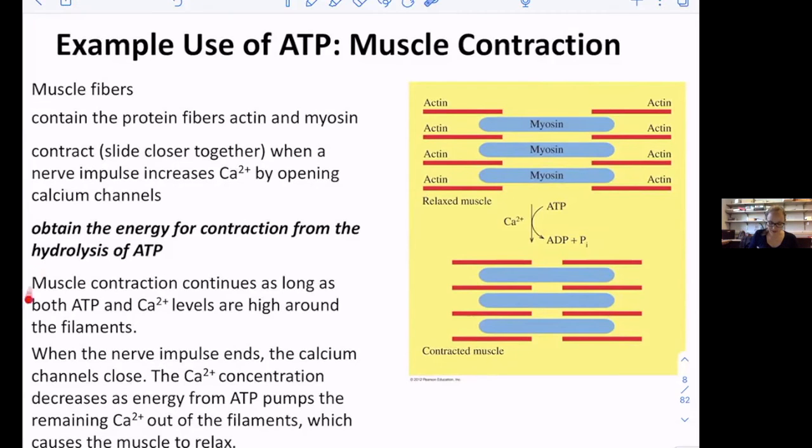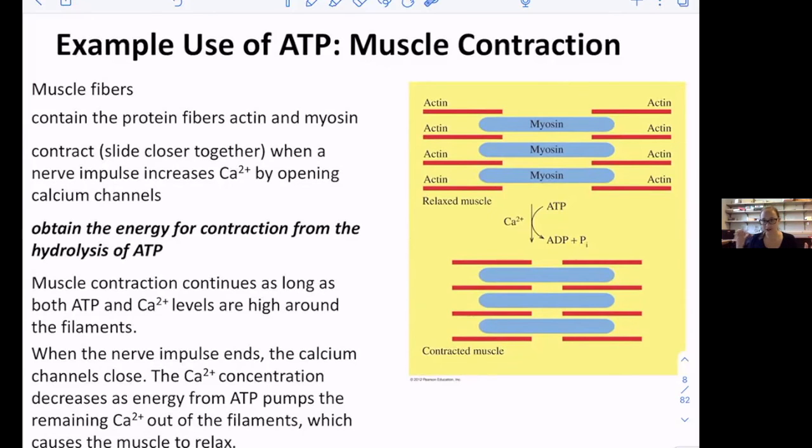So that muscle contraction will continue as long as both ATP and calcium levels are high enough around the filament. If there's not enough ATP, your brain is telling your body to contract that muscle, but there's no energy left, there's no power left, then it just can't happen. So as long as you have both the calcium and the ATP around in high enough concentrations, the muscle continues to contract.